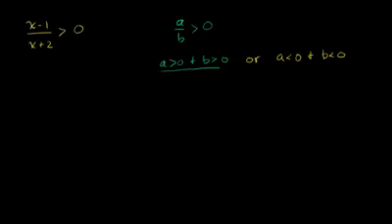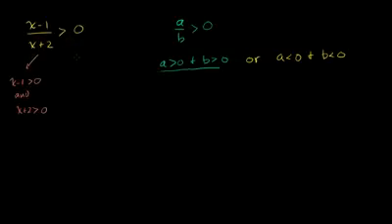So there's two situations to solve this problem. The first is where both of them are greater than 0. If that and that are both greater than 0, we're cool. So we could say our first solution, maybe I'll draw a little tree like that, is x minus 1 greater than 0 and x plus 2 greater than 0. That's equivalent to this. If the top and the bottom are both greater than 0, then when you divide them, you're going to get something greater than 0.